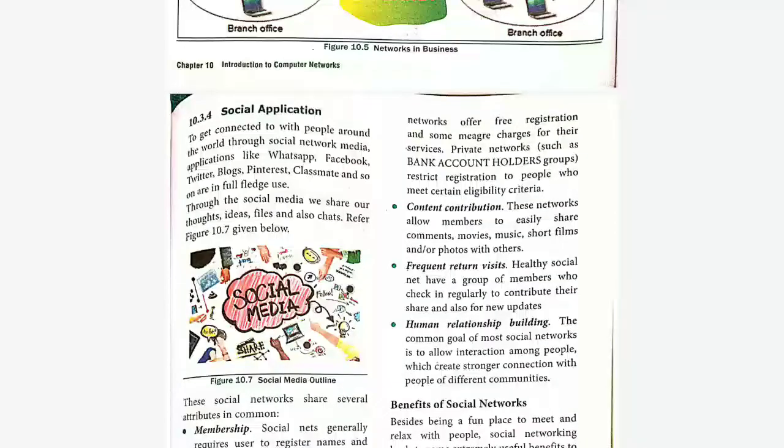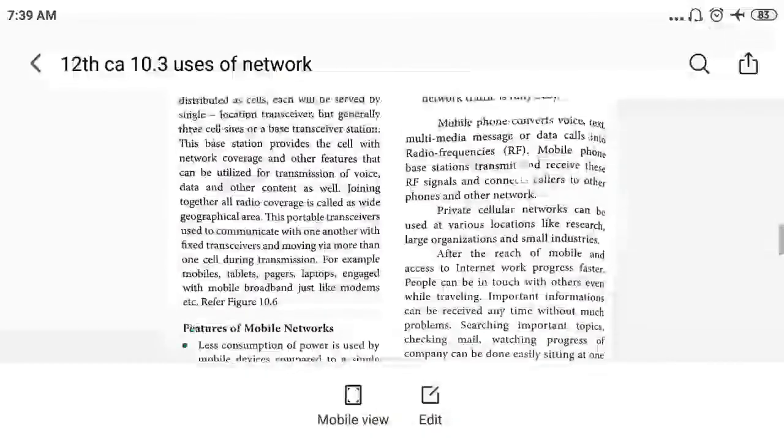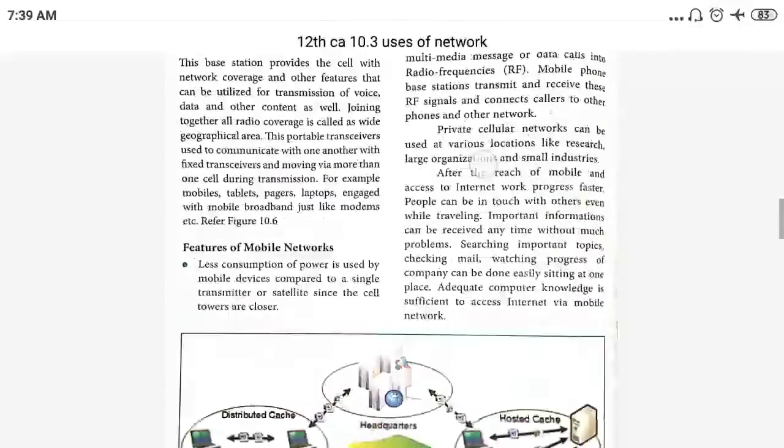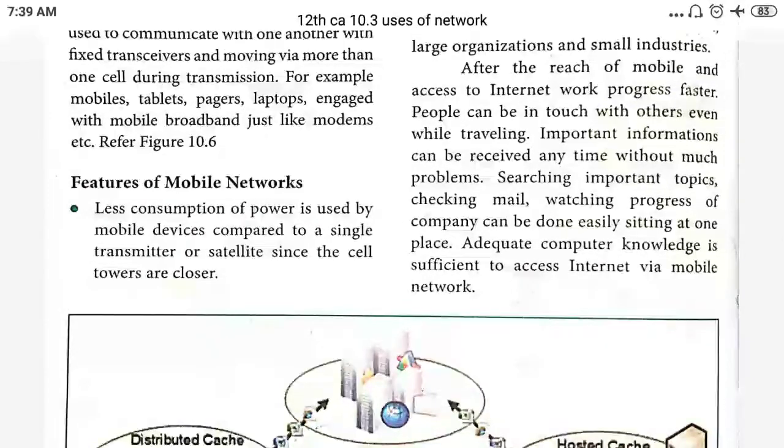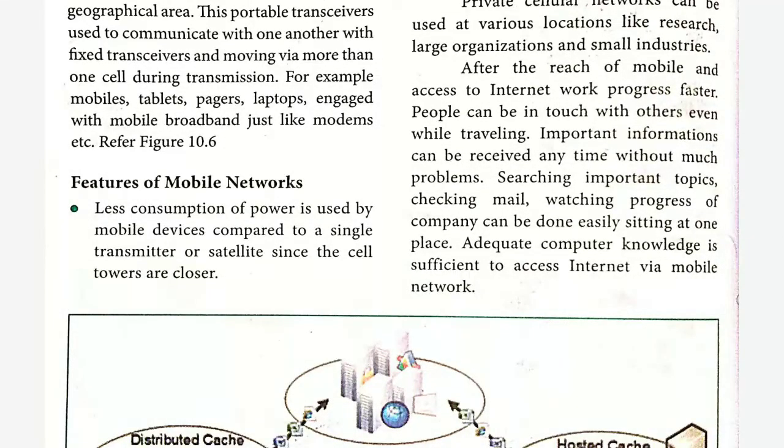Next is features of mobile networks. Less power is consumed by mobile devices compared to a single transmitter or satellite, such as a cell tower or closer. So when you're using this mobile network, the power cost of transmitting data will be very low compared to satellite transmission.